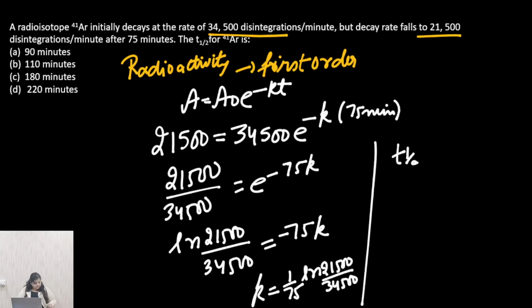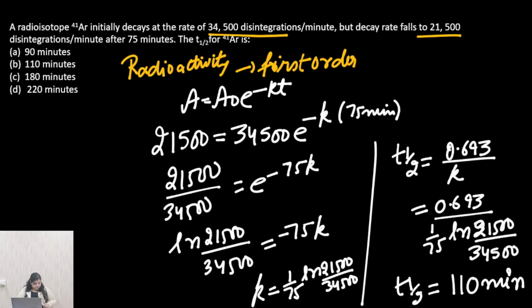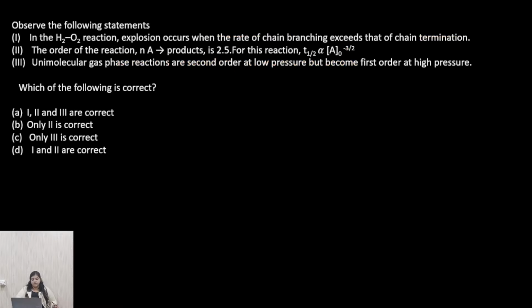Next, the t half value is equal to 0.693 upon the k value. So that is 0.693 upon k, which we have got as 1 by 75 into the natural log of 21500 upon 34500. Solving all this, the time period that you will get is 110 minutes. So T half value will be 110. Okay, so that is option B. It will be the correct answer for this question. Moving on to the next one.